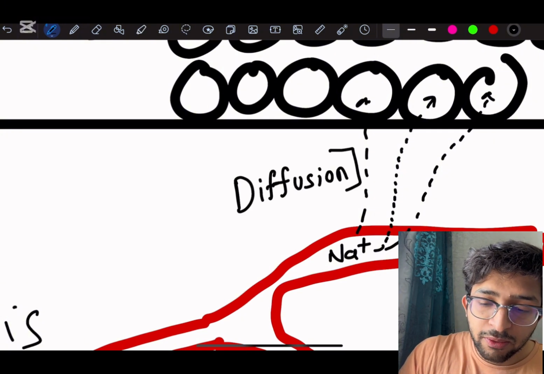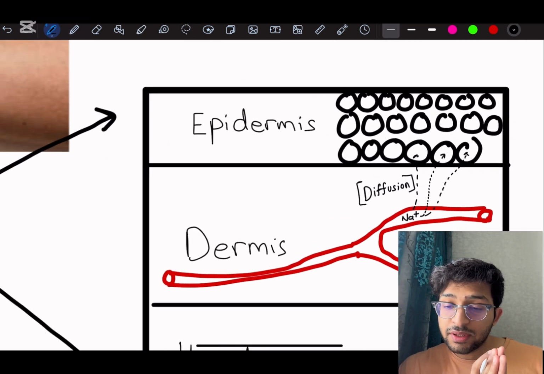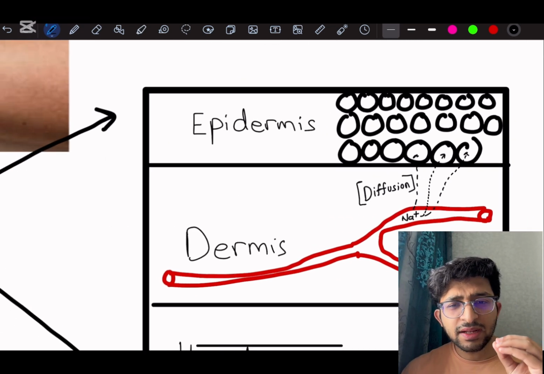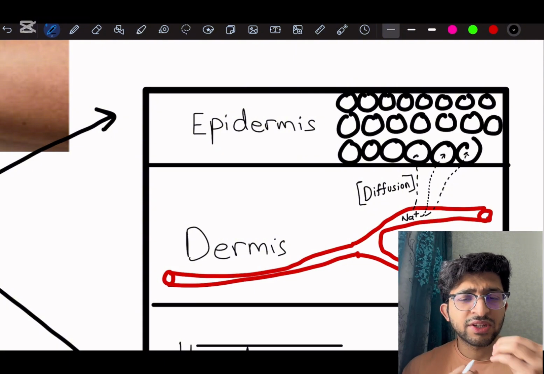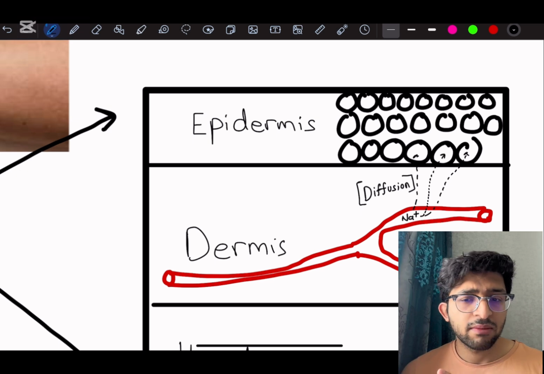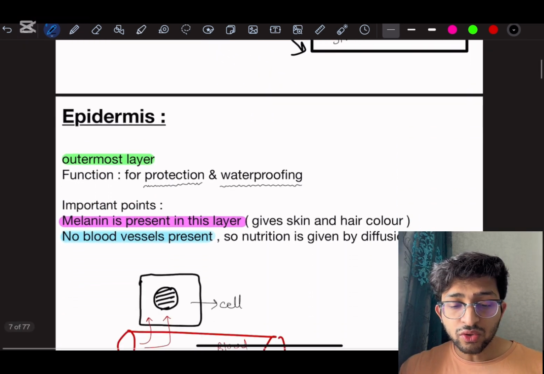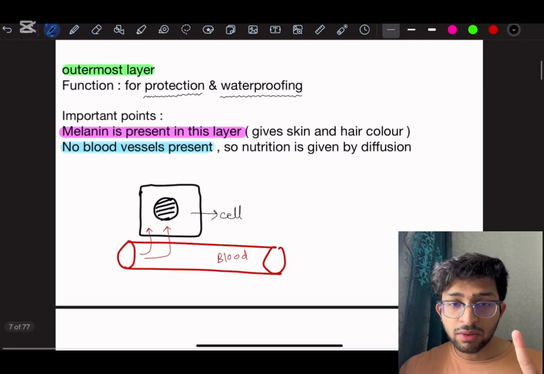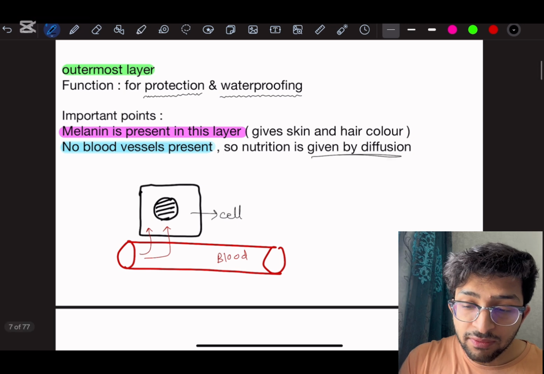What is this process called? Diffusion. Diffusion is basically just the transfer of ions through specific channels. There are various types of diffusion. We won't go so much deeper into that because our discussion is mostly about the skin right now. So this is the thing you need to remember. There are no blood vessels present in the epidermis, so the nutrition is given by diffusion.